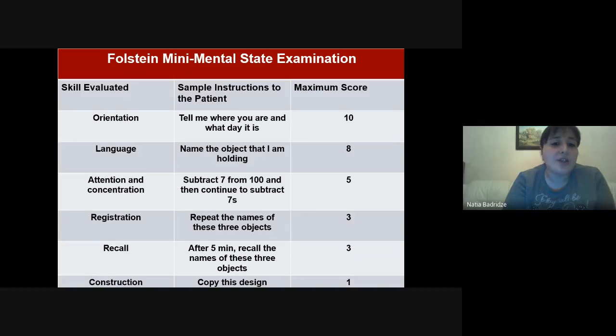Attention and concentration, registration, recall, and construction use the same approach. We give the instructions to the patient, and we give the maximum score if we get the proper answer. Then we summarize the scores to identify the condition of the patient. Is there dementia, or does the patient have healthy cognitive functions?